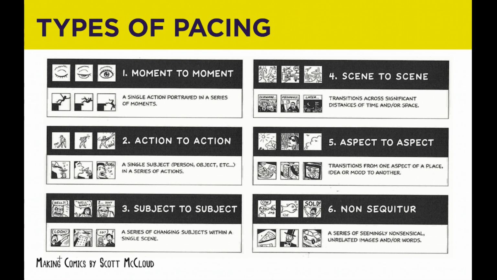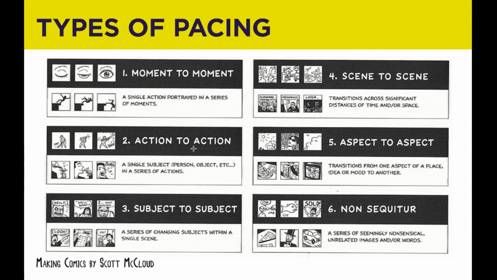So here, from Making Comics specifically, he has highlighted the 6 types of pacing. Moment to moment, like an action is happening in slow motion. He's shown here an eye blinking, and you actually have panels in between the eye opening and closing and showing that in minute detail. Really highlighting a particular moment or small details or gestures within a moment, and not just the beginning and end of an action.